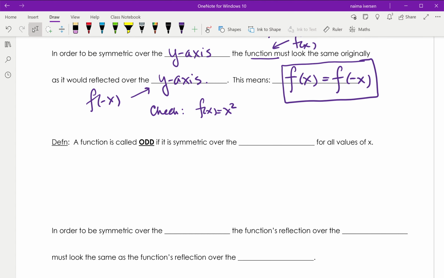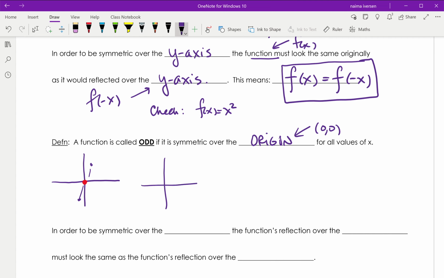A function is called odd if it is symmetric over the origin. Now, origin is 0, 0. It is where the x and y axis meet. And so to be symmetric across the origin, what has to happen is that if there's a point up here, if you look across 0, 0, there has to be another point down here that would be symmetric to it. So one thing that you could do to find a symmetric graph is any kind of line that passes through the point 0, 0. That would work. There's symmetry there around the origin.